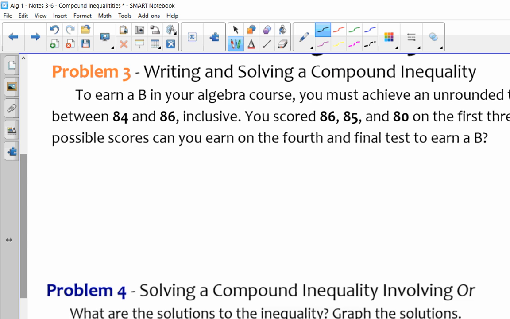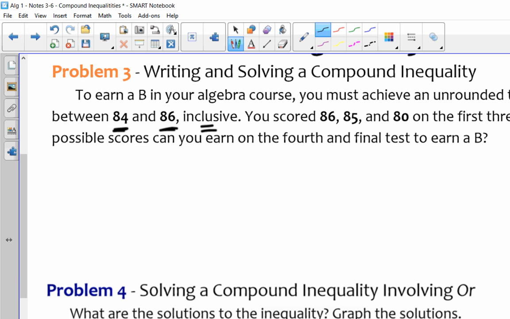All right, this is a pretty tough question here for us. This is a question that's used a lot. Maybe not this specifically in this particular wording, but questions like it. To earn a B in our algebra class, you have to achieve an unrounded test average of between 84 and 86 inclusive. That means that I could get those two numbers. So inclusive means equals. You scored 86, 85, and 80 on the first 3 tests. What possible scores can you earn on the 4th and final test to earn a B?